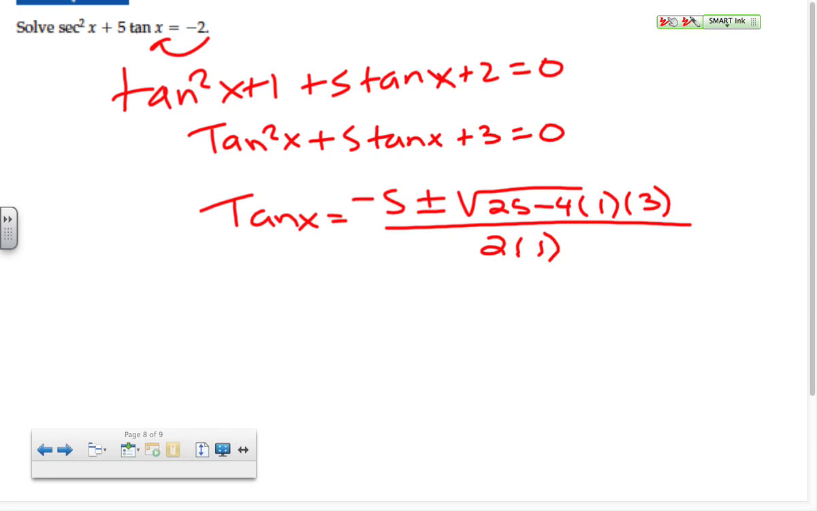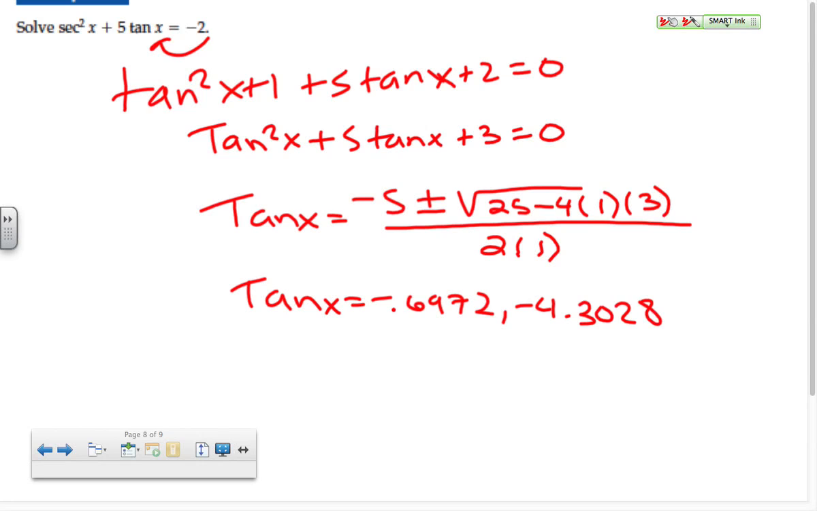But we're going to end up with the tangent of x equals, okay, from my calculator, I did this in a calculator. I did positive, I did negative. I got negative 0.6972 and negative 4.3028. Not done yet.